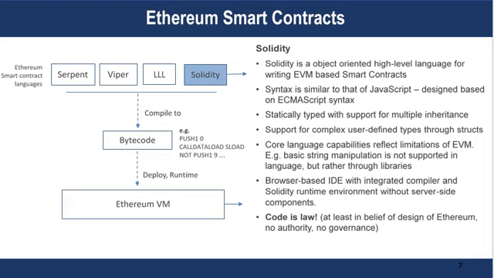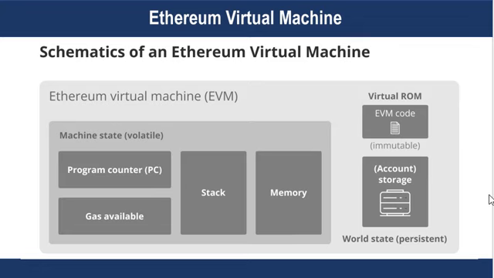Any of these languages compile into a standardized bytecode, which looks something like assembly language code. So that is a bytecode, and it is a bytecode that runs in the Ethereum virtual machine. Let us understand in more detail about this Ethereum virtual machine.